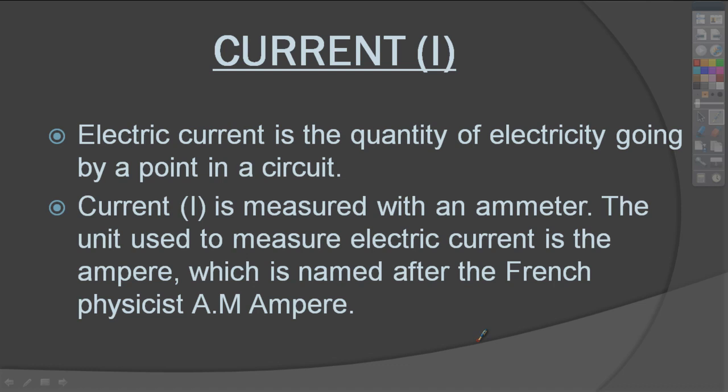Electric current is the quantity of electricity going by a point in a circuit. How much charge is going by a specific point in a specific amount of time. Current is measured with an ammeter. The units for current are amps, so we measure it with an ammeter. The unit to measure electric current is the ampere, named after some French dude.